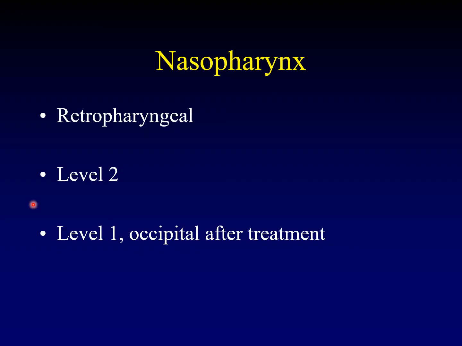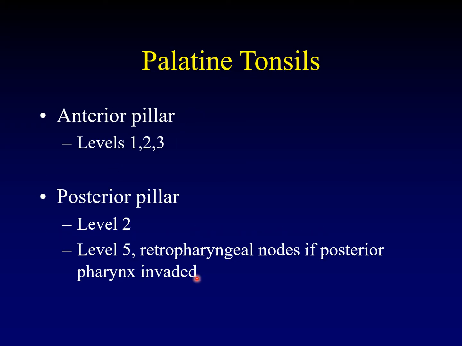Tumors that arise in the nasopharynx often go to retropharyngeal nodes, but they may just instead go to level 2. It's about 50-50 which of these they'll go to first. After treatment, the nasopharyngeal lymphatics can redirect and involve level 1 or occipital lymph nodes. The palatine tonsils drain in the anterior half of the tonsil usually to levels 1, 2, and 3, and in the posterior half almost always to level 2. But if you actually get into the posterior pharyngeal wall, then level 5 and retropharyngeal nodes may be involved.